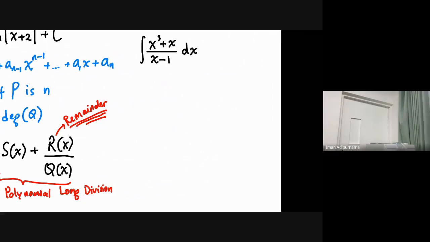Now we have this function, x cubed plus x over x minus 1. I think it's simple enough. You can find it using polynomial long division. Or if you have just a linear function like this one, you can check with synthetic division.